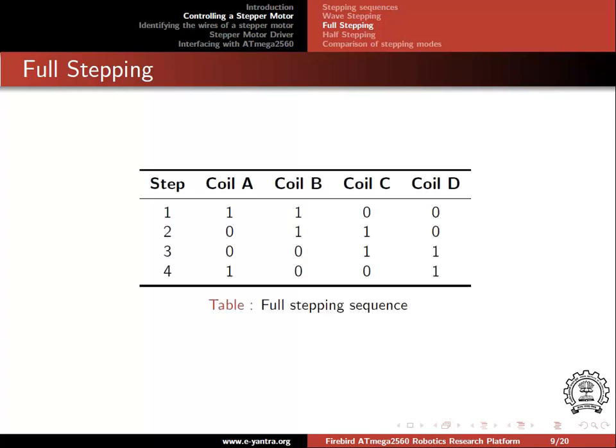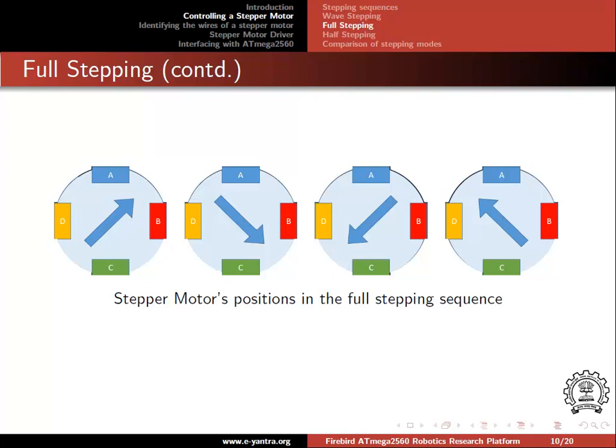Full stepping. It involves exciting 2 adjacent coils turn by turn in a circular fashion. The table shows which coils are to be excited for generating the full stepping sequence. Notice that at each step, exactly 2 coils are excited. Now let's see what happens inside the motor when 2 coils are excited at once. As you can see, when 2 coils, say A and B, are excited, the rotor settles between them. This results in a higher torque than that found in wave stepping.